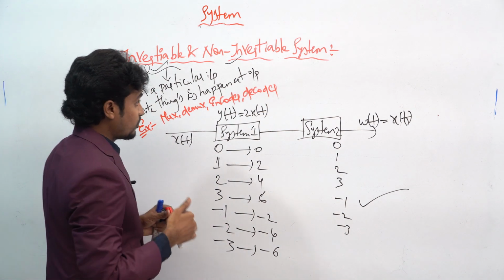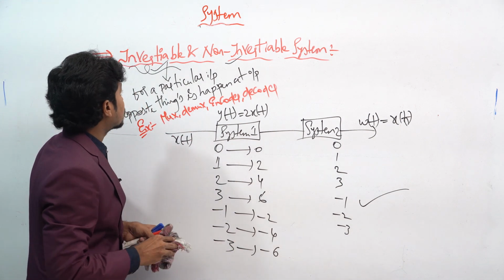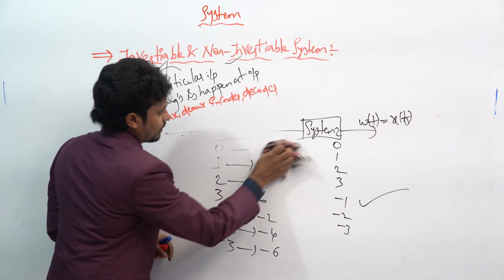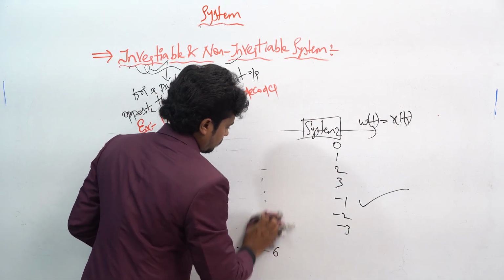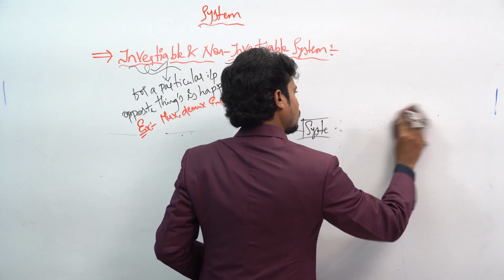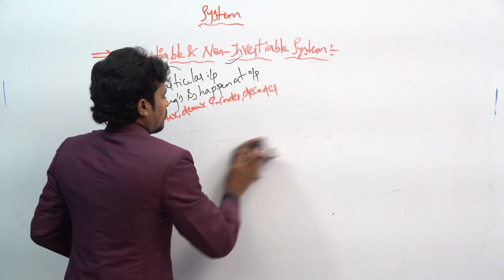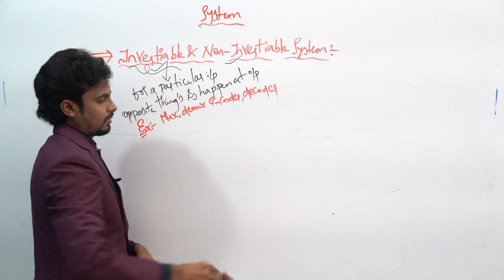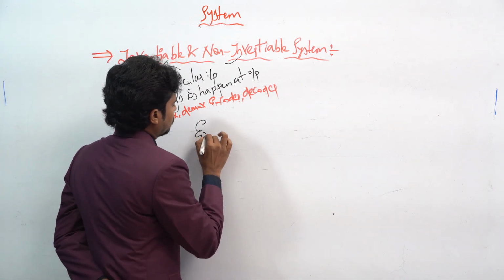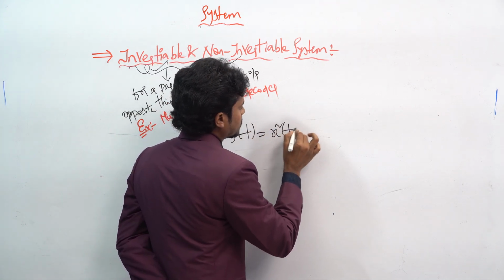Okay, so for example, let's see some examples based on this, checking for the invertible as well as the non-invertible case. So here, example C. Here if you take y of t is equal to x square of t.